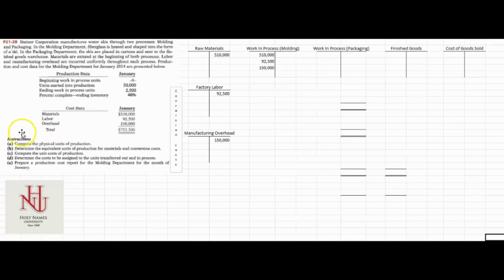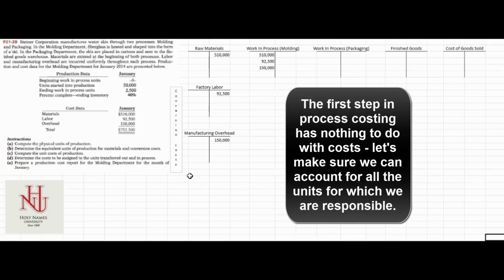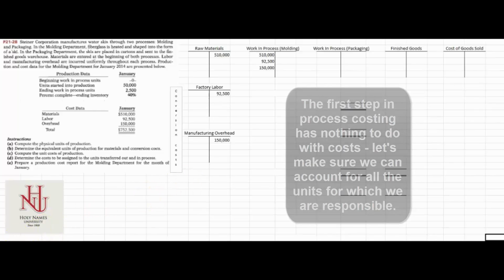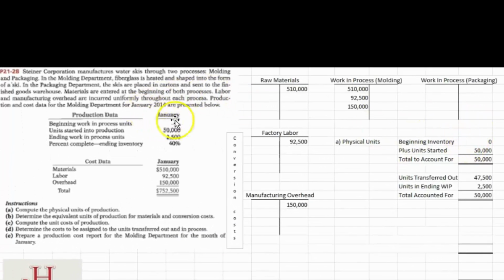The first thing it asks us to do is to compute the physical units of production. So before we even talk about dollars, we've got to get our brains around how many units were in beginning inventory, how many got added, and how many moved on. You just have to use a little common sense. In this example, there were 0 units in beginning inventory. They gave us 50,000 new units to work on, and that means we have 50,000 units to account for. It tells us that we had 2,500 units left, so that means we must have moved on 47,500 to account for the total 50,000 units.